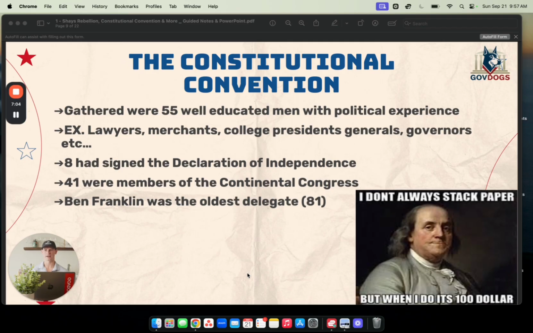So you got all of the heavy hitters there, the all-star team in terms of your political class in early America, all trying to solve the issue of how do we represent the people better, how do we create a stronger government that fills in the gaps that the Articles left, but also doesn't take away rights of our citizens.